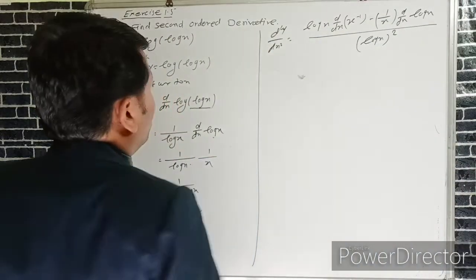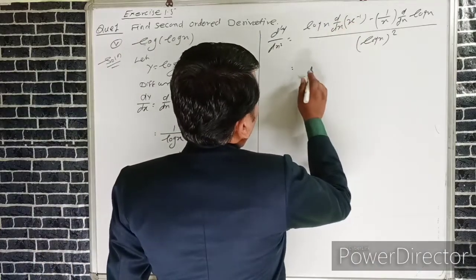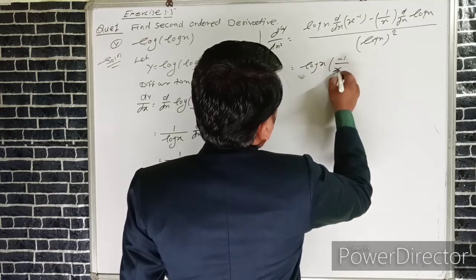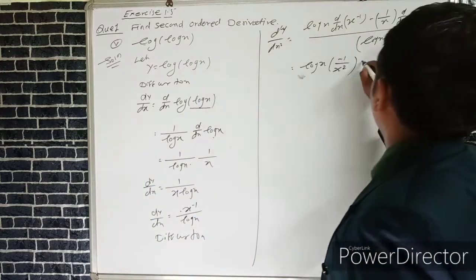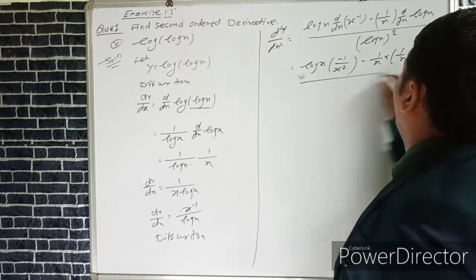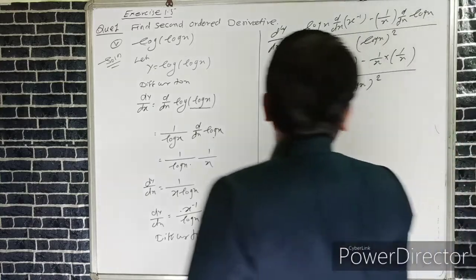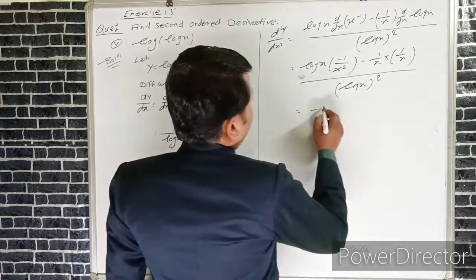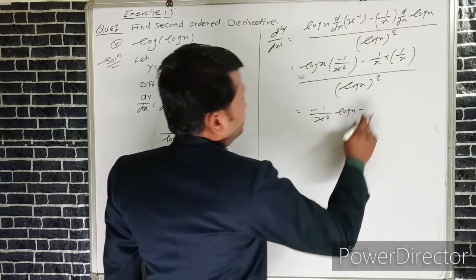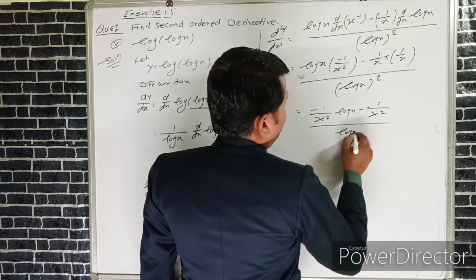Now we know that the derivative of x raised to the power minus 1 is minus 1 upon x square, and the derivative of 1 by x upon log of x whole bracket square. So minus 1 upon x square into log x minus 1 into 1, which is 1 upon x square, upon log of x whole bracket square.